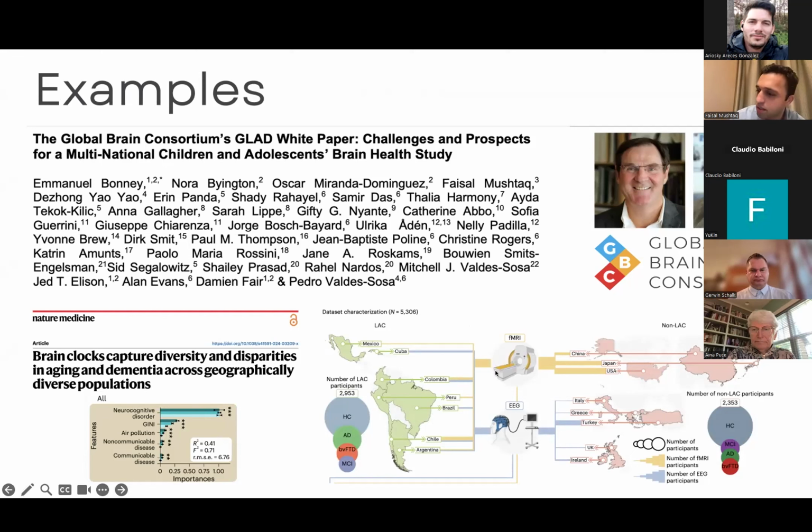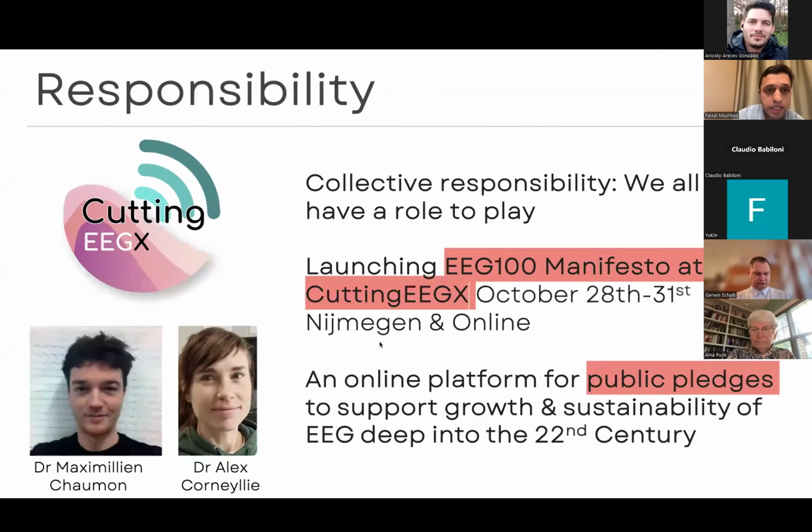That's me coming to the end of my talk. That's an example of some really excellent work, published by Agustin Ibanez's team. And then finally, I'll mention collective responsibilities. We all have a role to play in the future of EEG, whatever that might be: in methods development, tech development, in empirical research, or whatever that is. I just want to highlight some work by Max and Alex, people key to the Cutting EEG conference, who have really helped make explicit what these responsibilities might be.